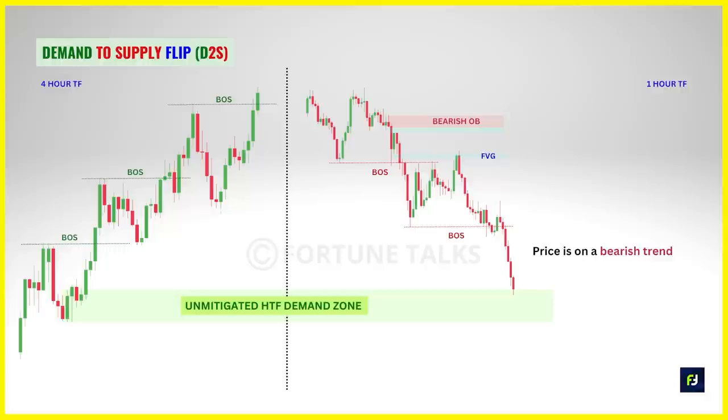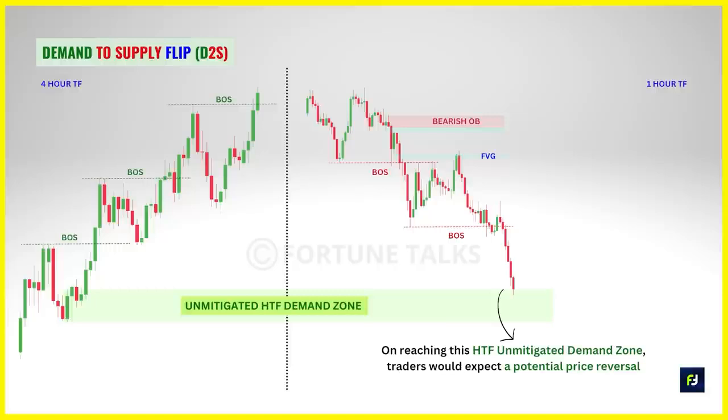Now, let us look at an example. Here, we have a 1-hour time frame chart. The price has formed a series of bearish breakout structures, indicating a bearish trend. We can also notice an unmitigated demand zone in the 4-hour time frame. Upon reaching this higher time frame demand zone, many traders would expect a potential reversal and they would start looking for signs of a change of character to enter into long trade positions.